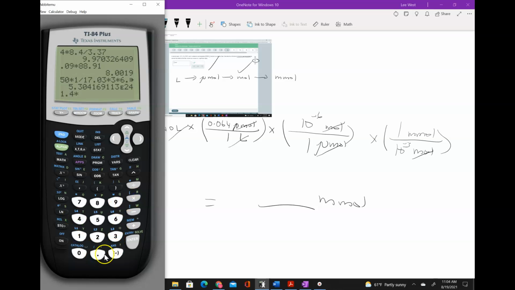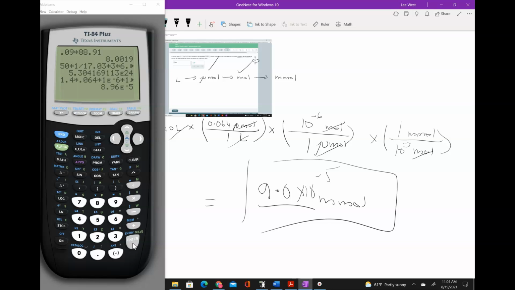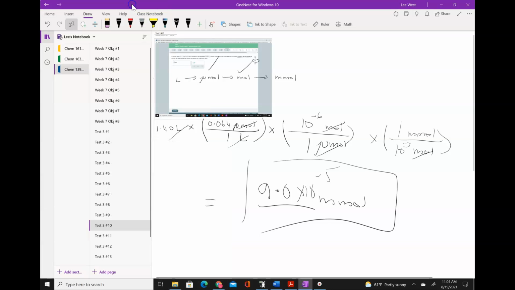1.4 times 0.064 times 1 times 10 to the minus 6 times 1 divided by 10 to the minus 3. So there we go. 8.96 by 10 to the minus 5, and we were asked to give two significant figures, so this is just going to become 9.0 by 10 to the minus 5 millimole. There we go. Alright, not too bad, getting there.